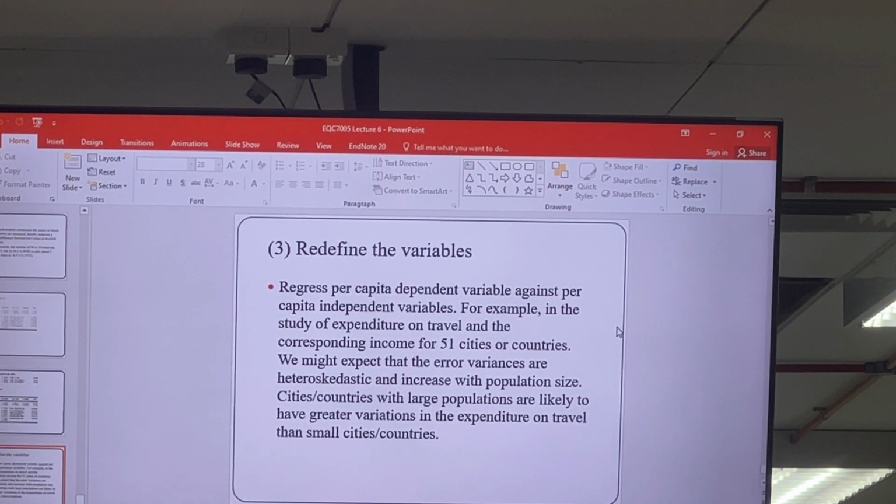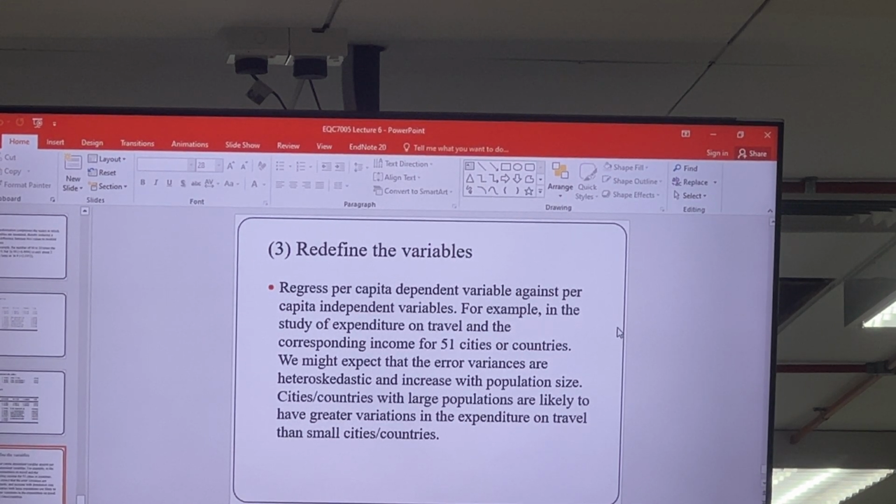Other possible solution: redefine the variables. Regress per capita dependent variable against per capita independent variables. For example, in the study of expenditure on travel and the corresponding income for 51 cities or countries, we might expect that the error variances are heteroscedastic and increase with population size. Cities or countries with large population are likely to have greater variation in the expenditure on travel than small ones.